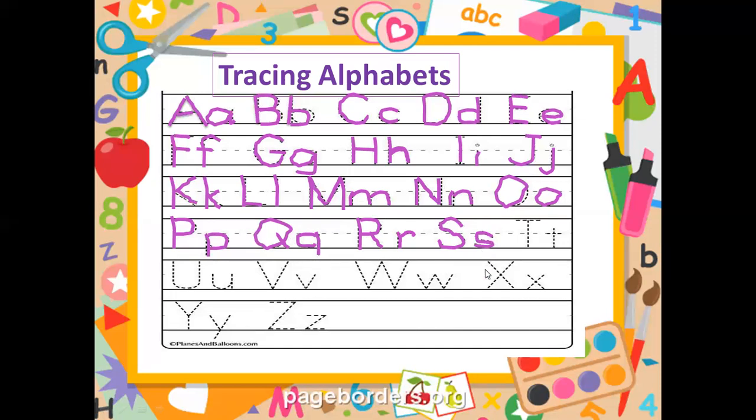And after S, our next letter is T. How will you draw letter T? A standing line from top to the bottom and a slanting line at the top. Now for the lowercase letter t, what will you do? You will draw a standing line from top to the bottom with a little curve at the bottom and put a slanting line at the middle.